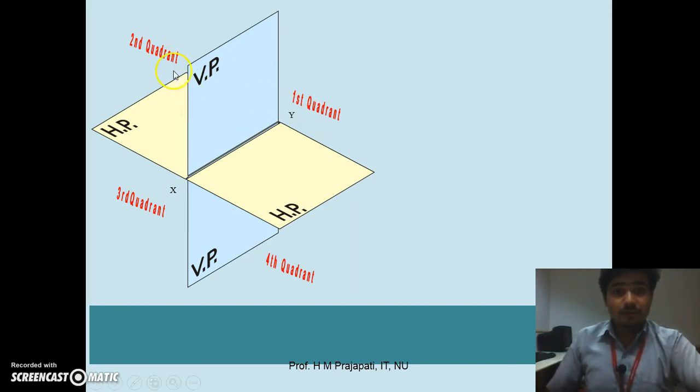But if we are going for projection of a solid object, then it is convenient to use only the first angle projection system and the third angle projection system. Now suppose the observer is observing the object from a front direction.